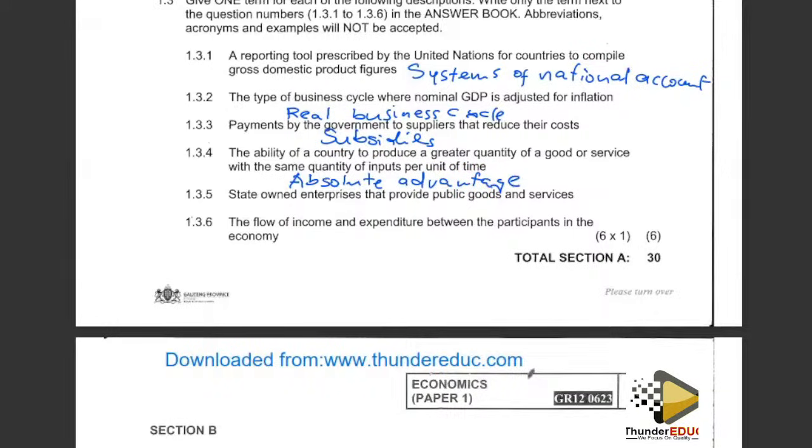Okay, right, grade 12. So now let's move on to the next question. The next question says, state-owned enterprises that provide public goods and services. In most cases, state-owned here, we refer to those businesses where the government has some shares in them, where the government has some part of ownership in them. And in economic terms, such businesses, we call them parastatals.